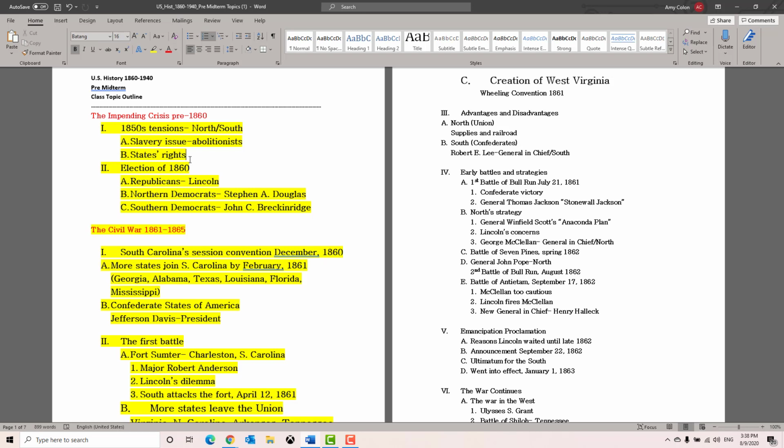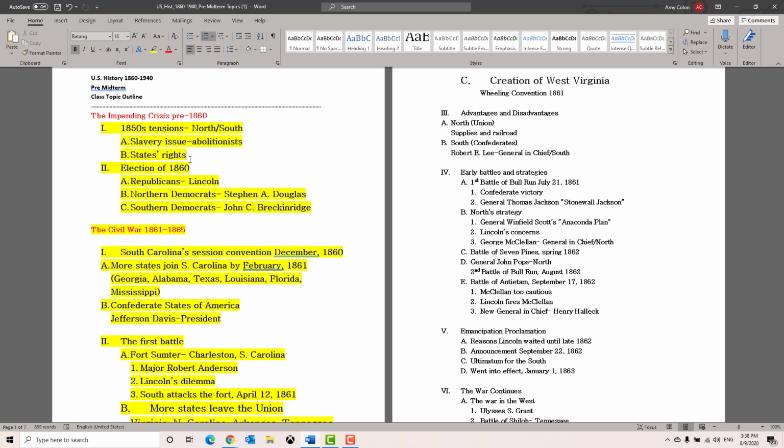Let's talk about Lincoln's presidency. Before Lincoln even took the oath of office, South Carolina held a secession convention in December of 1860. So the election was in November of 1860. And then South Carolina held a secession convention to talk about leaving the Union. They voted unanimously to leave the Union, the delegates at that secession convention.